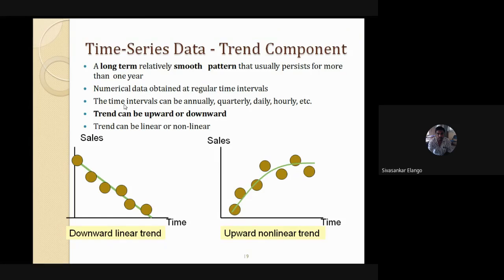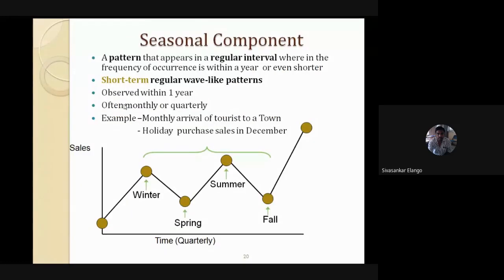So the time interval can be plotted annually, quarterly, daily, or hourly. It's known as trend. So trend means you need to check the sales with respect to time, which can be an upward movement or a downward movement. And the next time series component is going to be the seasonal component.